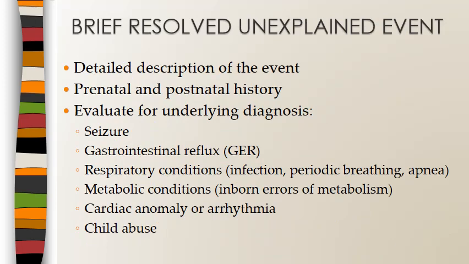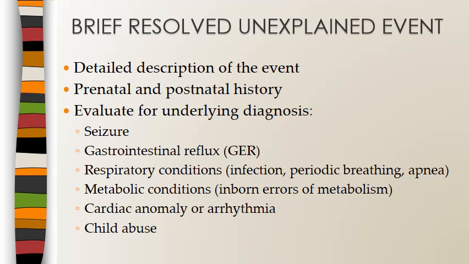So it's really important to get a detailed description of the event. Whoever has observed it, we need to learn and have them describe what they actually saw happen with the baby. We need to get a detailed prenatal and postnatal history. And then we need to evaluate the child for some underlying disease. Sometimes seizures present with apneic episodes, so we need to rule out seizures. We need to rule out gastrointestinal reflux. Respiratory conditions such as infection, periodic breathing, and apnea, any type of metabolic condition, especially inborn errors of metabolism.